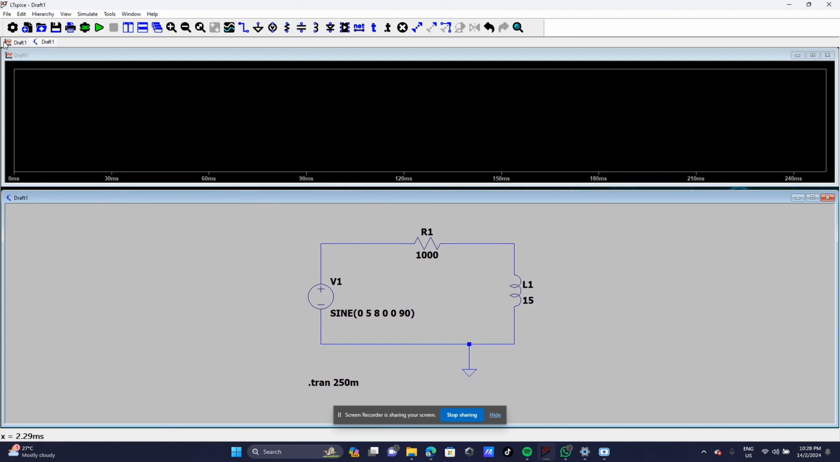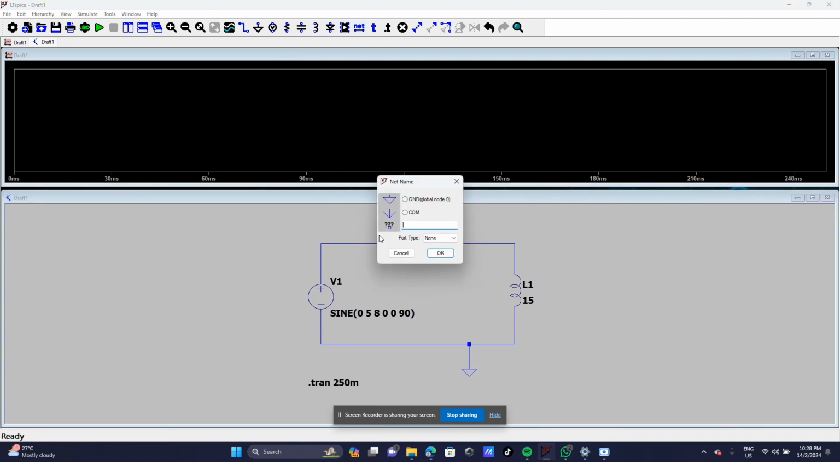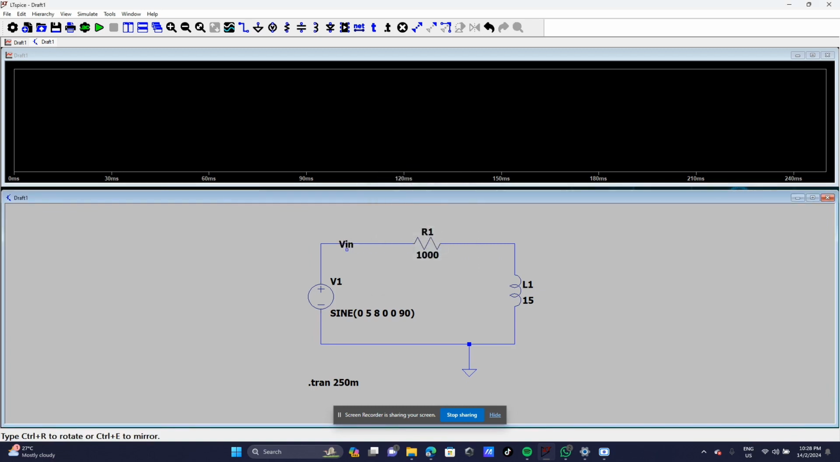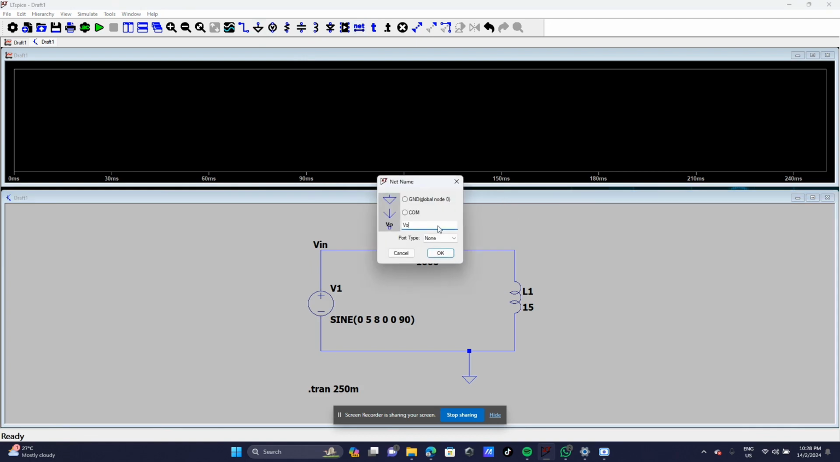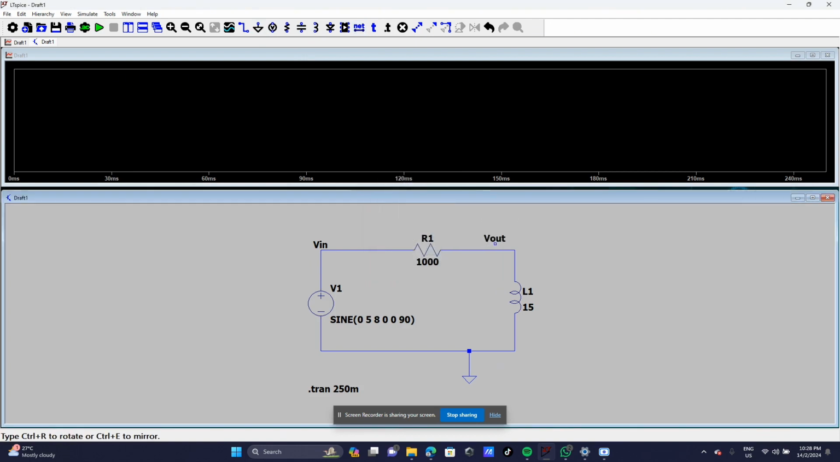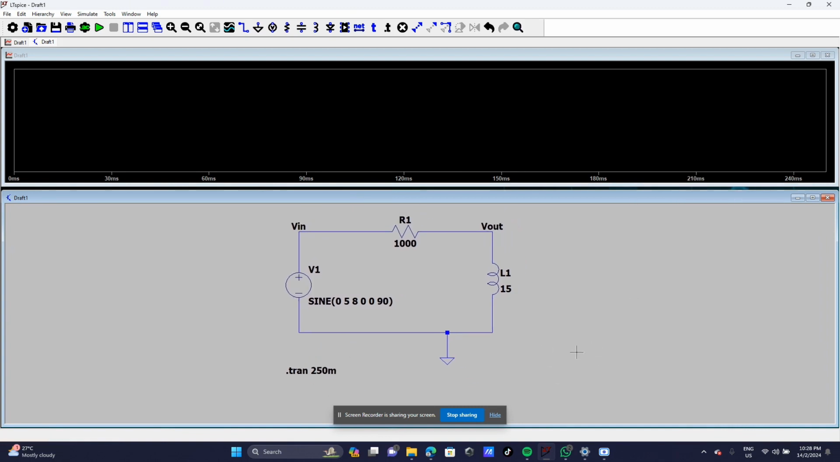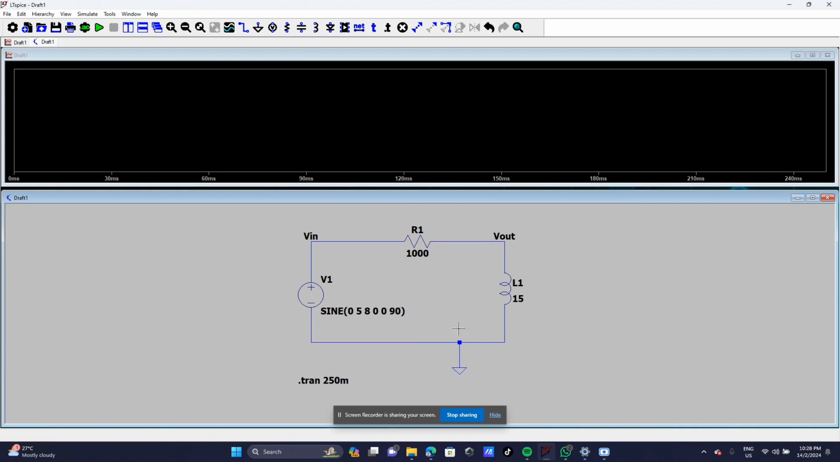And then I forgot one thing. We're going to label V input and V output, which is also very important. So this is V input, coming from here, and V output is where the voltage comes out. I'm going to do it again. V out, just like that. Okay, and then here we have our circuit.